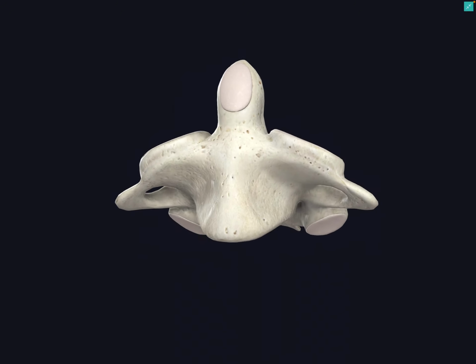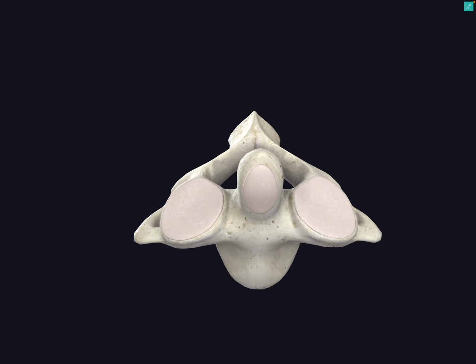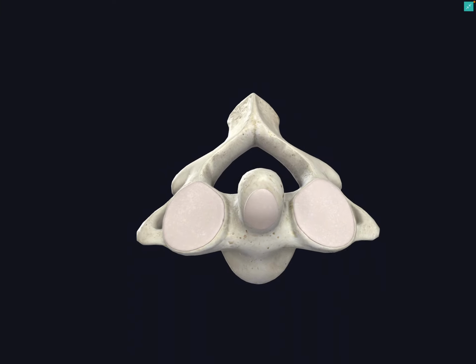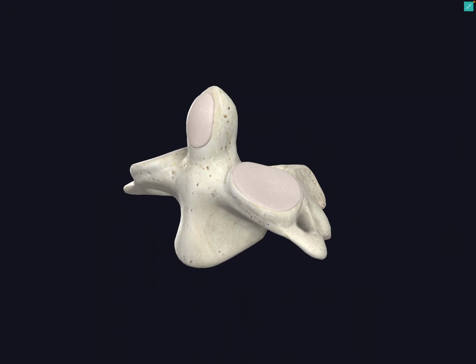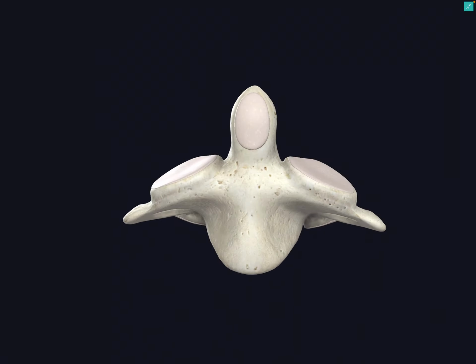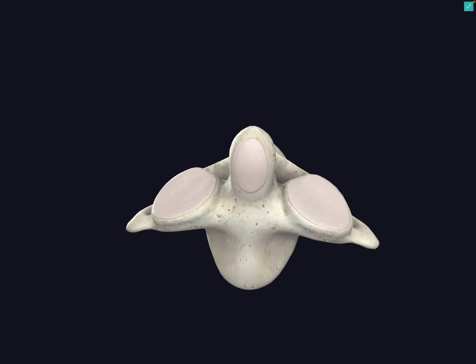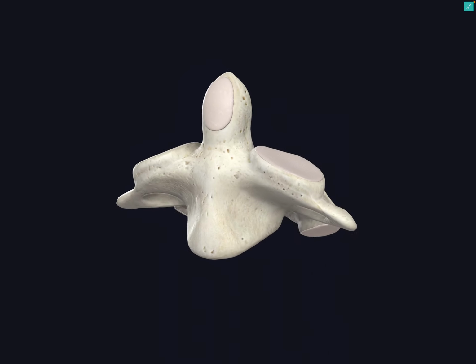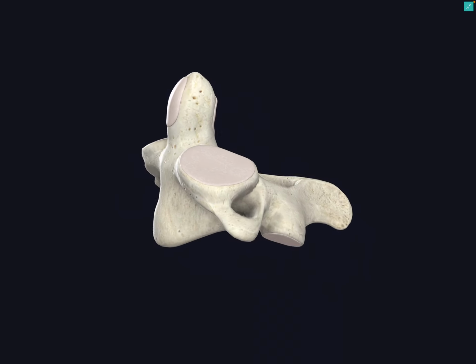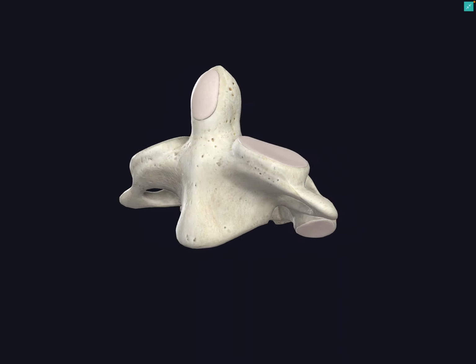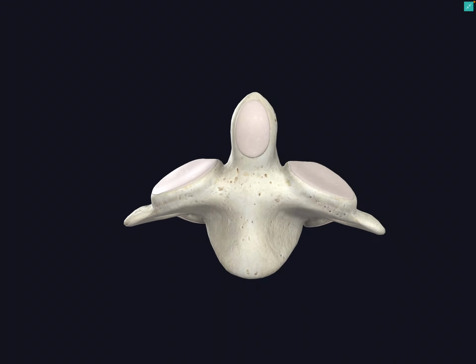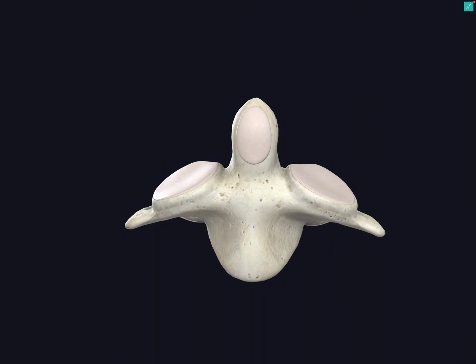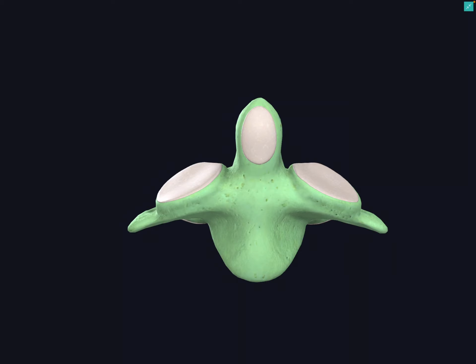The spinous process of C2 is short and bifid. So those are the key features of C2: the odontoid peg, the articular surface on the odontoid peg, the superior articular facets, and the inferior articular facets are slightly malaligned. So the superior articular facets are more anterior to the inferior articular facets. But those are the key features of the cervical vertebra number 2, the axis, with the dens or the odontoid process.